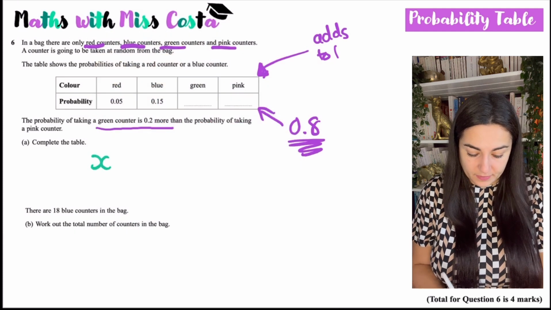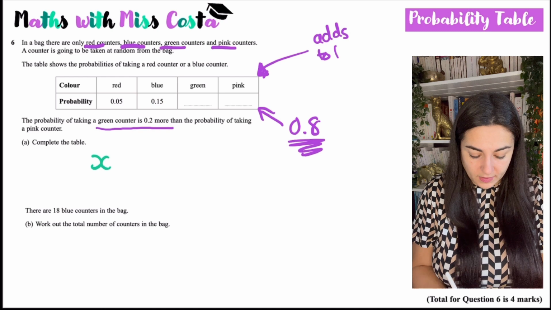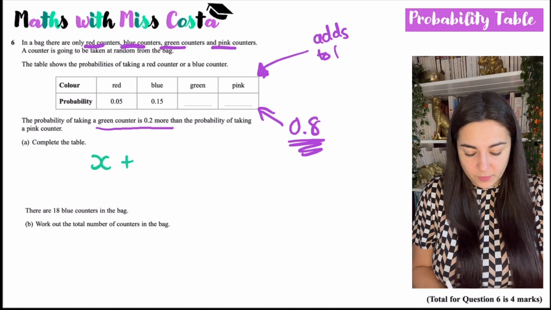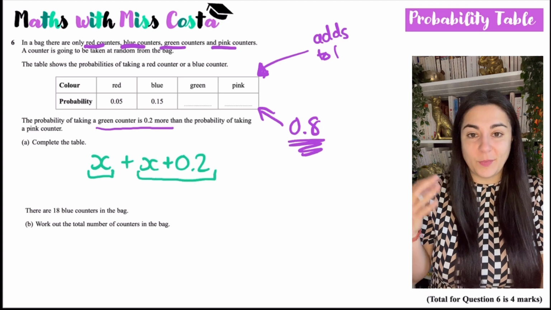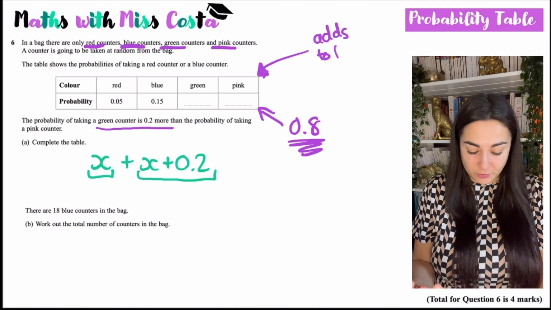No, let's say pink is X. Green would be whatever pink is plus 0.2. Okay, so this is pink. This is green. Now, whenever we don't know the value, remember we always use algebra.